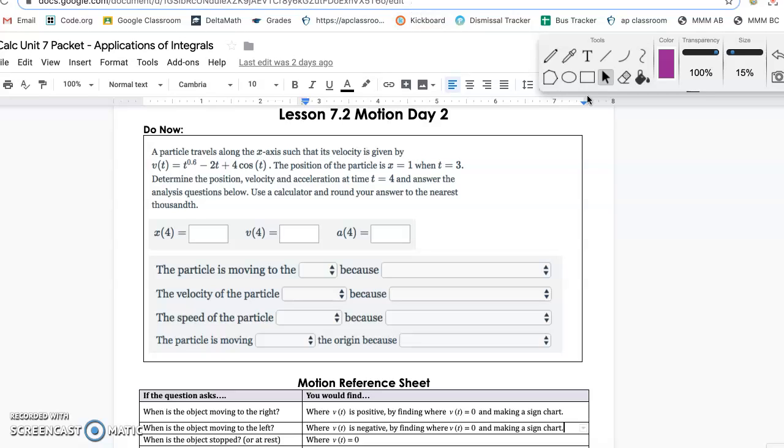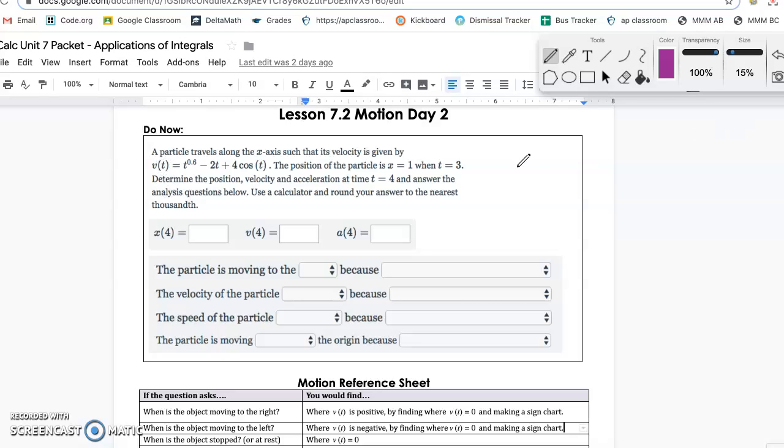Okay, so let's go over this do now. It says a particle is traveling along the x-axis with velocity given by v of t equals this equation. The position of the particle is x equals 1 when t equals 3. Determine the position, velocity, and acceleration at time t equals 4 and answer the analysis questions below. Use the calculator, round to the nearest thousandth.